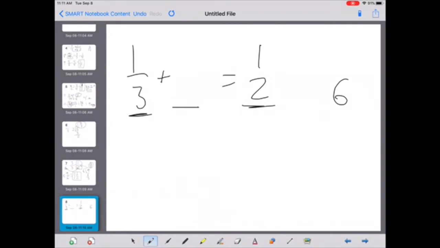Now I have to switch those. How did I get from 3 to 6? I multiplied by 2 over 2. So 3 times 2 is 6. 1 times 2 is 2. 1/3 is actually 2/6. Now I'm doing this one.